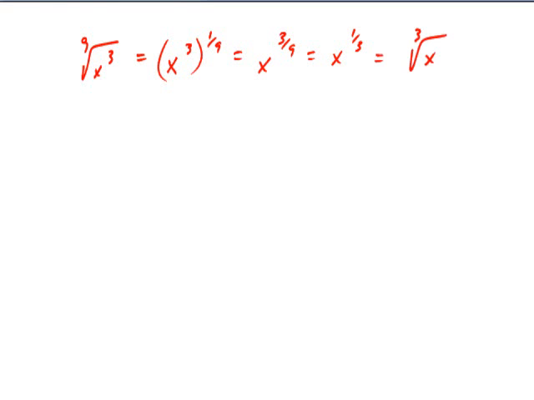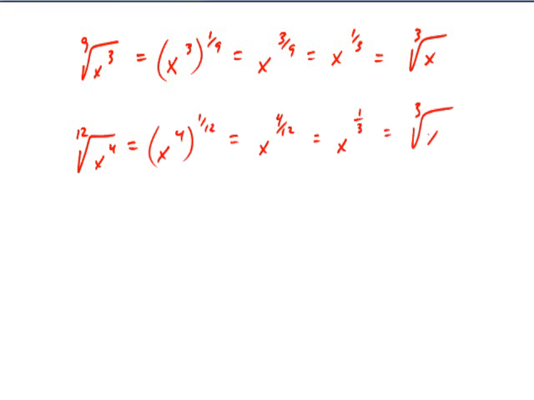Try this for a practice problem. The 12th root of x to the 4th. In this problem, we can rewrite this as x to the 4th raised to the 1/12. Raising a power to a power, I multiply the exponents to get 4/12. If I reduce that fraction down to 1/3, I can then rewrite back in radical form the answer as the cube root of x.